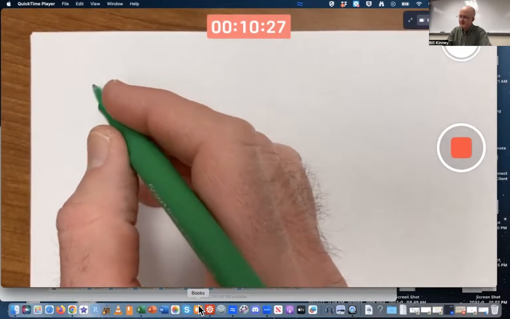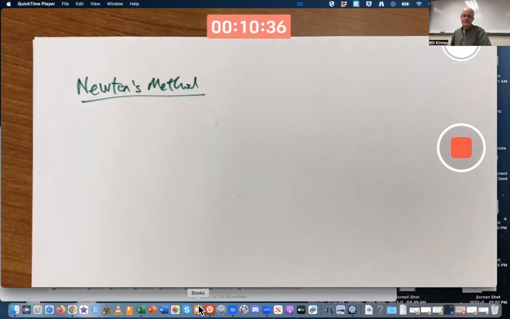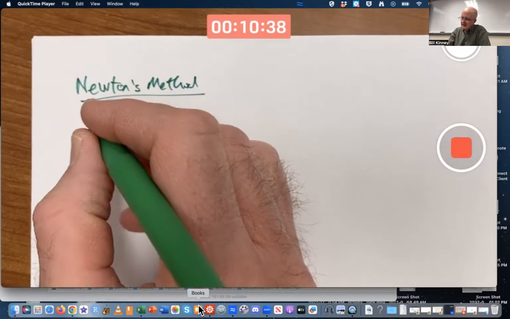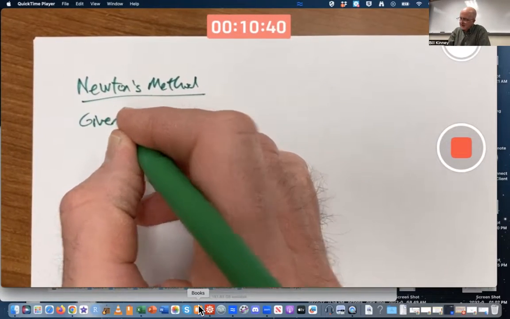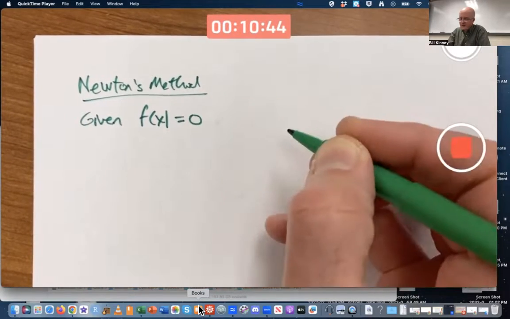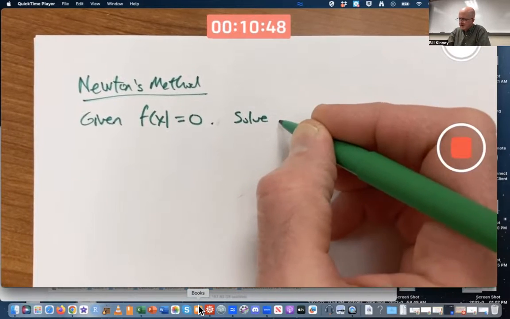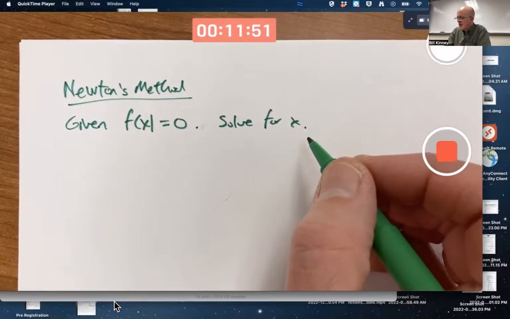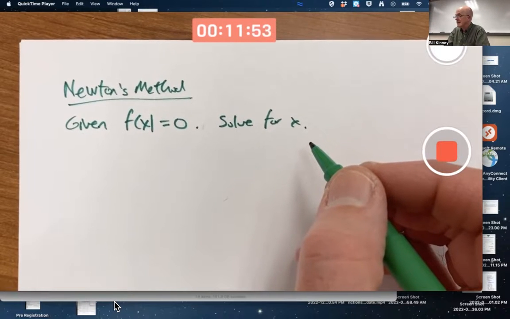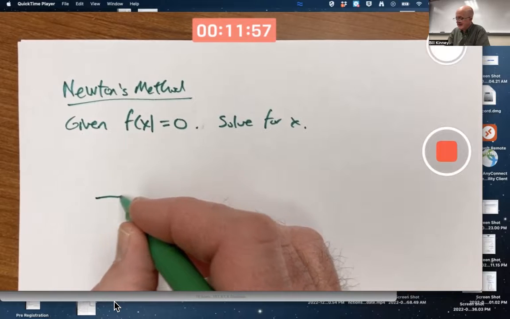So Newton's method is a method for approximating roots of equations. We've got some function, some continuous function f, and we want to solve that equation. Solve this for x. We've seen that you can solve for x with the bisection method. Newton's method is better. What's the basic idea?